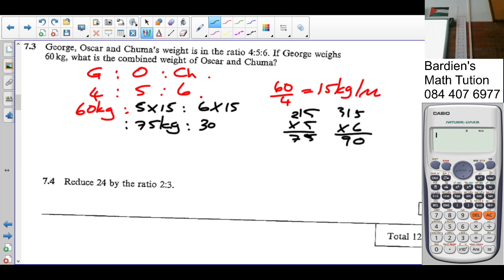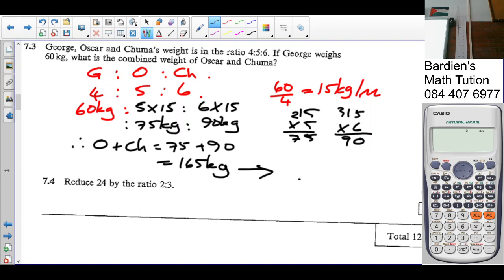But have I answered the question? No. Therefore, Oscar and Truma is 75 plus 90, which is 165 kilograms in total.